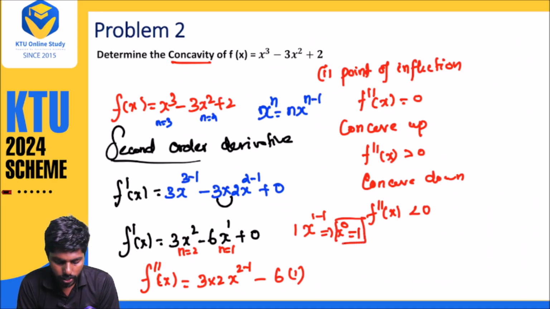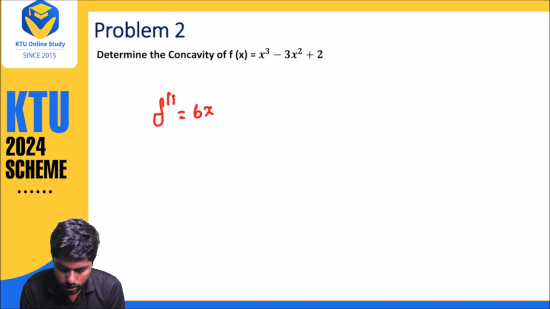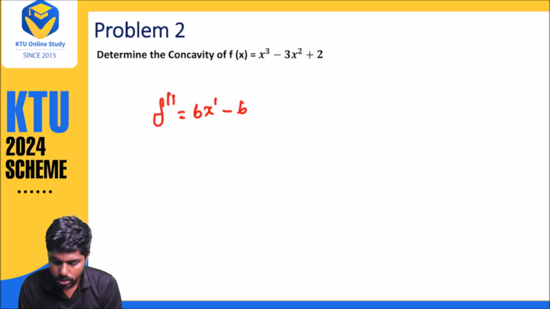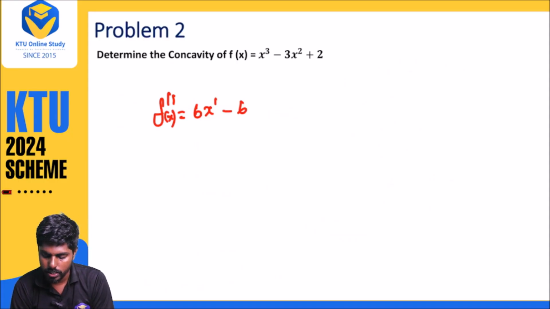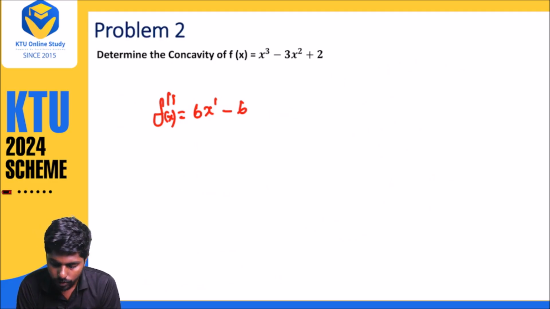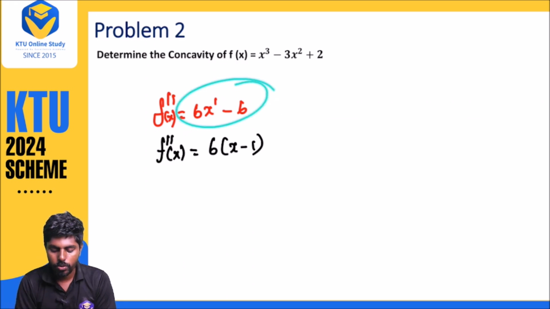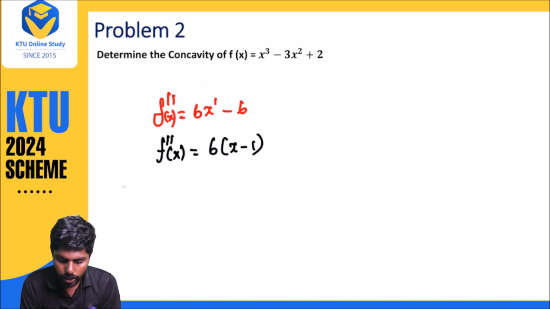So what is our f double dash of x? Our f double dash of x is equal to 6x power 1 minus 6. This is the thing we are getting. Or we can also say that f double dash of x is equal to 6 into x minus 1, taking 6 common outside. So now what is the thing we want to identify?